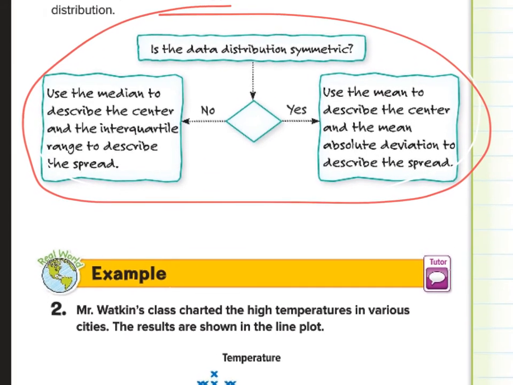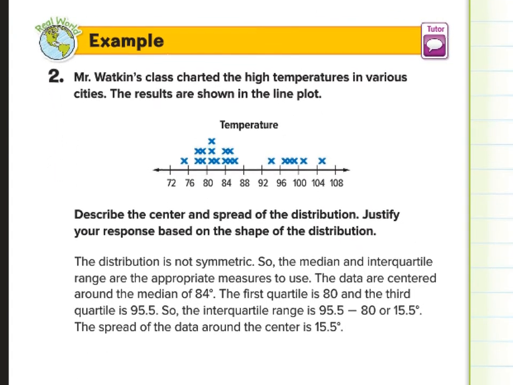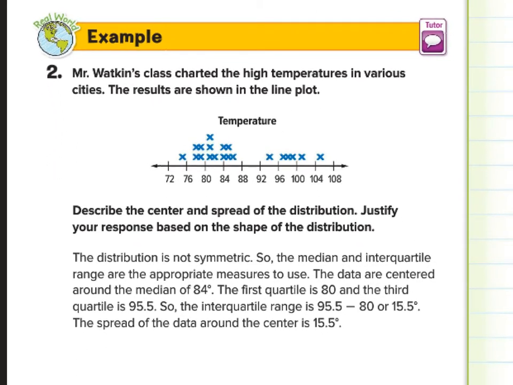Okay, let's take a look now at example 2. Mr. Watkins' class charted the high temperatures in various cities. The results are shown in a line plot. So we have temperatures, and the temperatures seem to range from just under 76, so about 75, all the way up to about 105 or so.